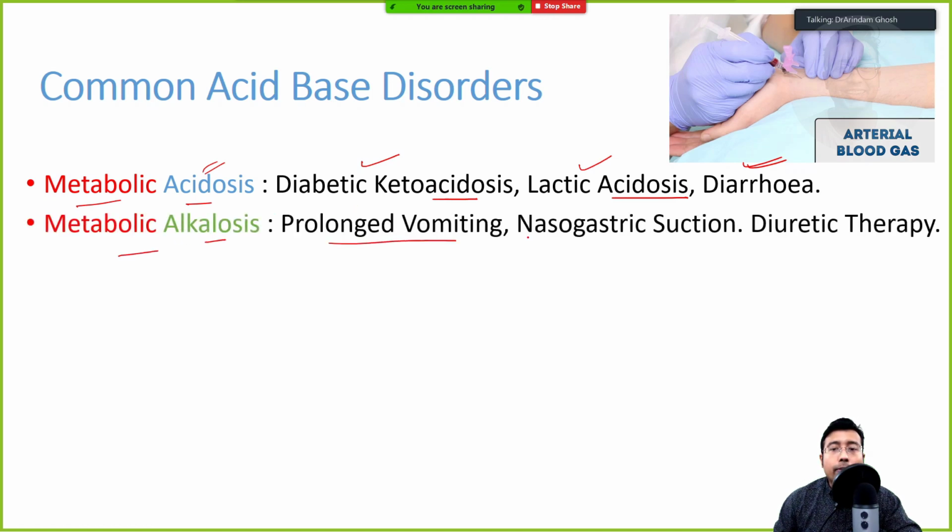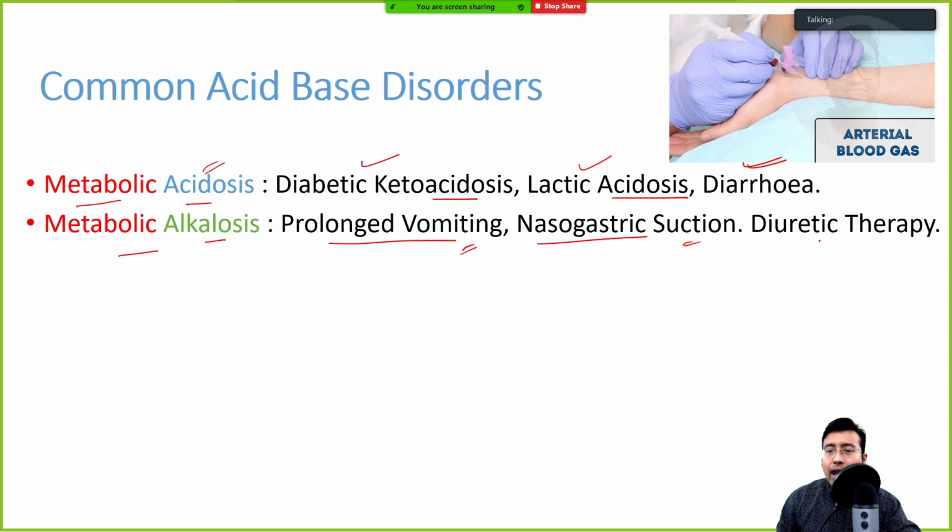Prolonged vomiting and nasogastric suction mean any upper GI fluid loss. Upper GI fluid has a lot of acid, HCl. So when upper GI fluid is lost, either by suction or by prolonged vomiting, it will lead to an unbalanced alkali in the system and it will lead to metabolic alkalosis.